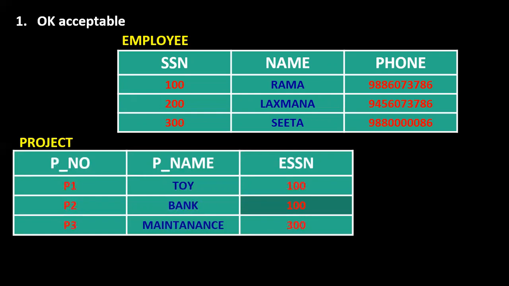Whether this will violate any conditions? What we have to do is check with the employee table whether ESSN, the foreign key, is available in the primary key. Yes, 100 is available, no issues. Earlier P2 was being handled by 200. Now P2 is given to 100. 100 is also available in the employee table, and 200 is also available in the employee table. So there is no violation. So this condition is acceptable.